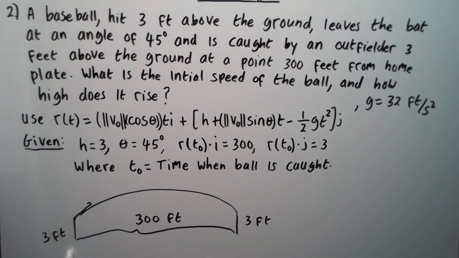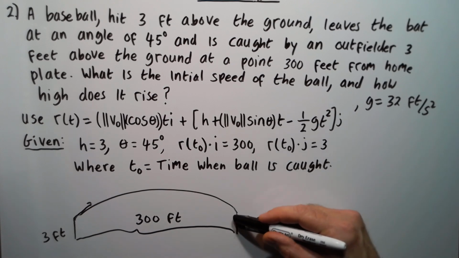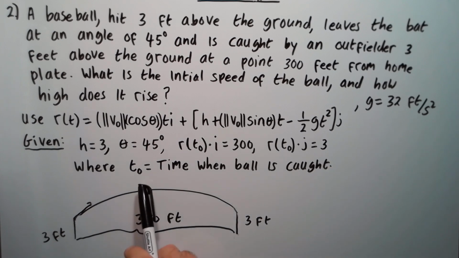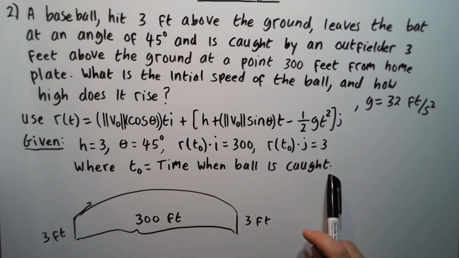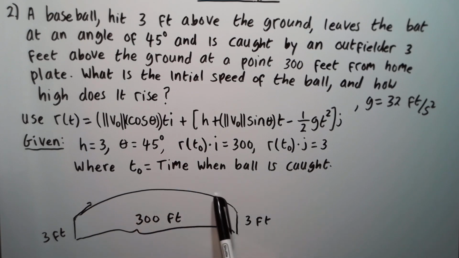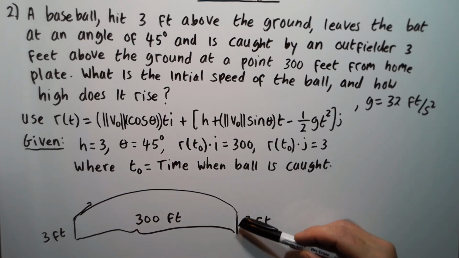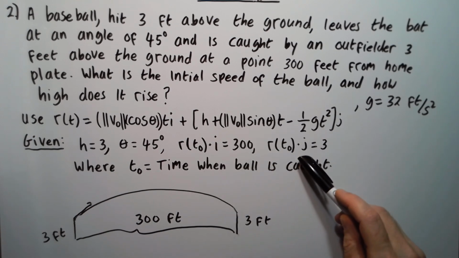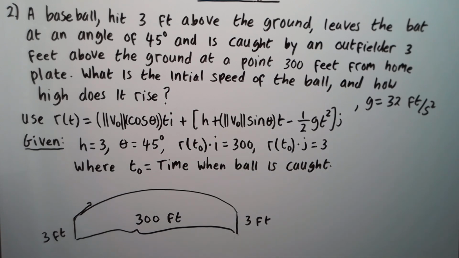So in this picture over here, say it's hit over here, and then it's going to travel and be caught over here at 3 feet. So it's the y direction right there. So r of t0 dotted with j would be 3, where t0 is the time when the ball is caught. So it's the time it takes to go across here. So at that time the y value should be 3 and the x value should be 300. That's how I got these two equations here. Okay, so let's keep going now. I'm going to erase this picture now.